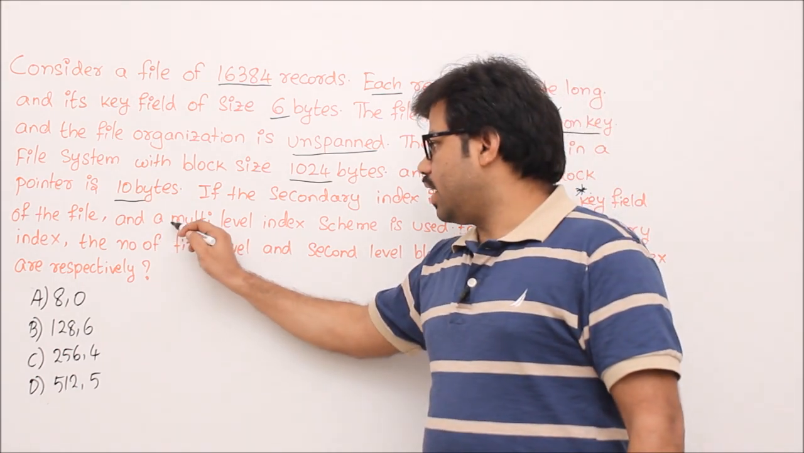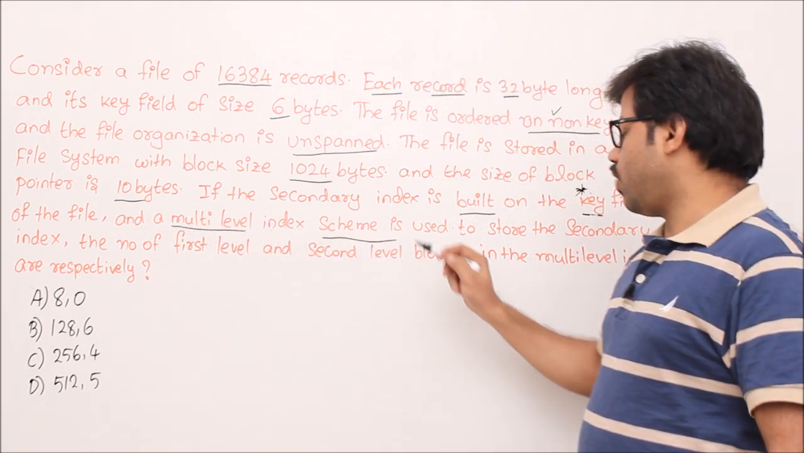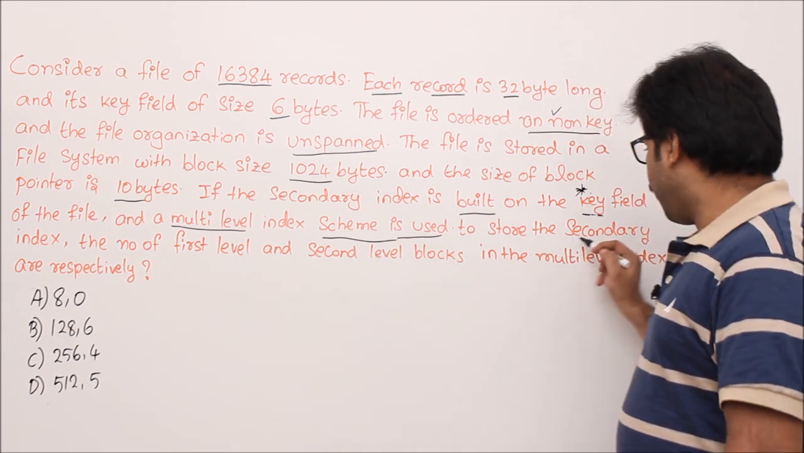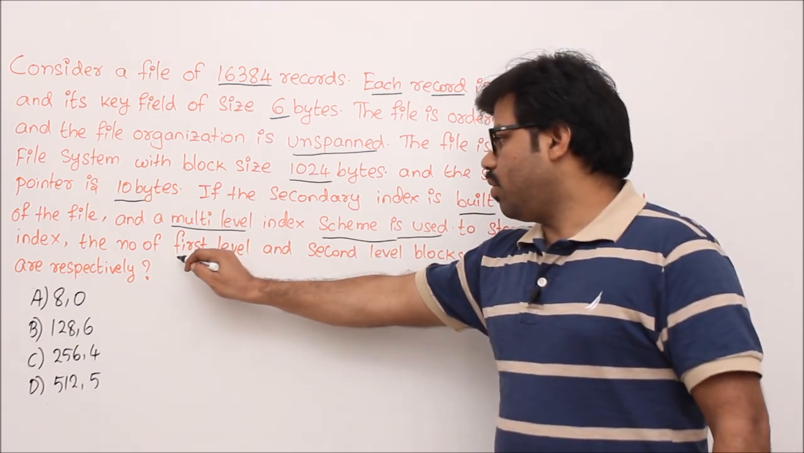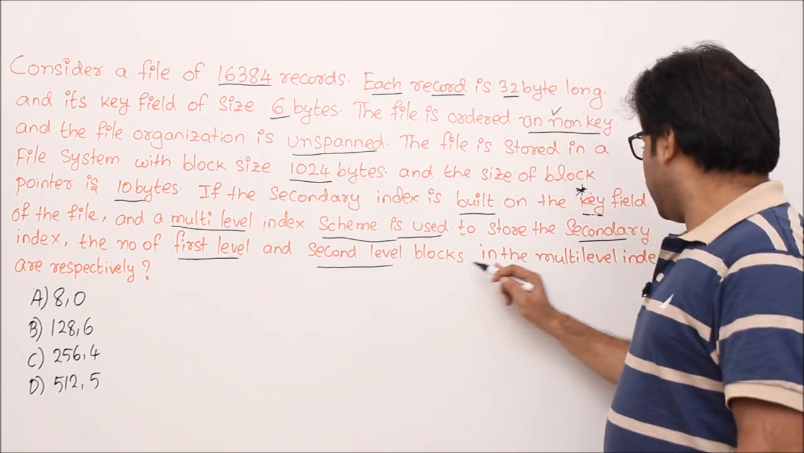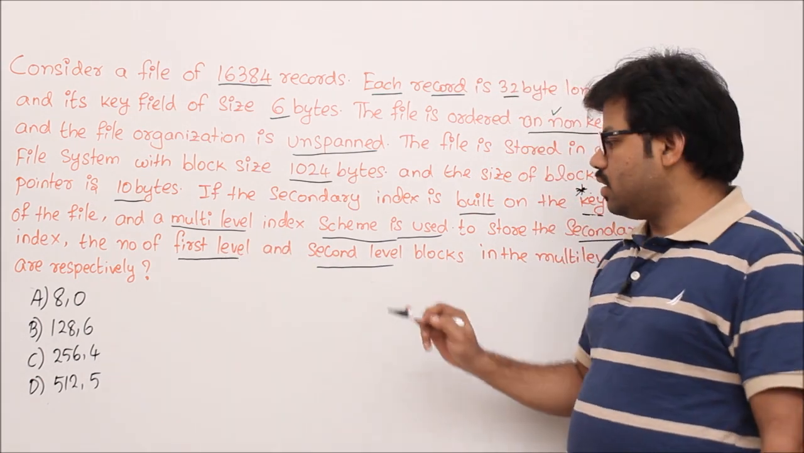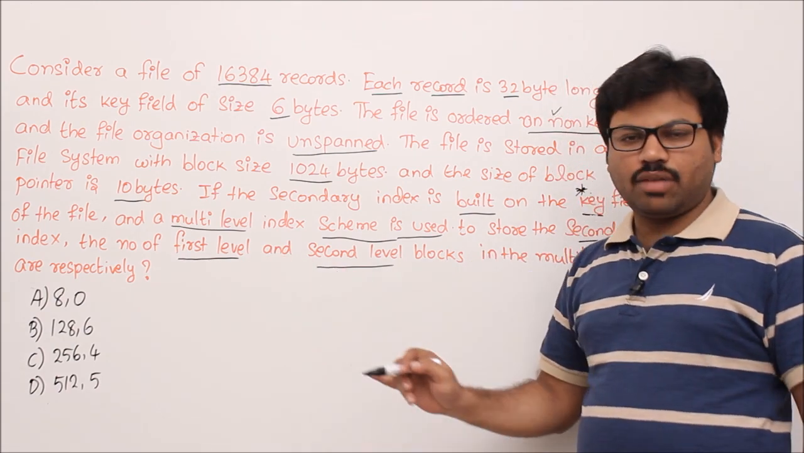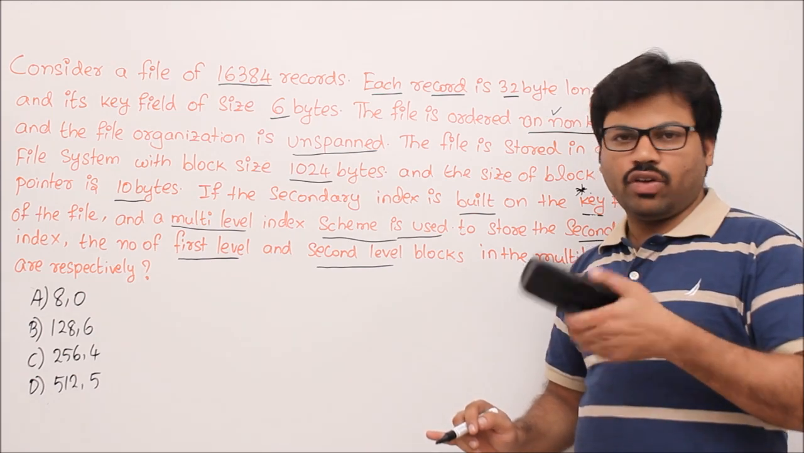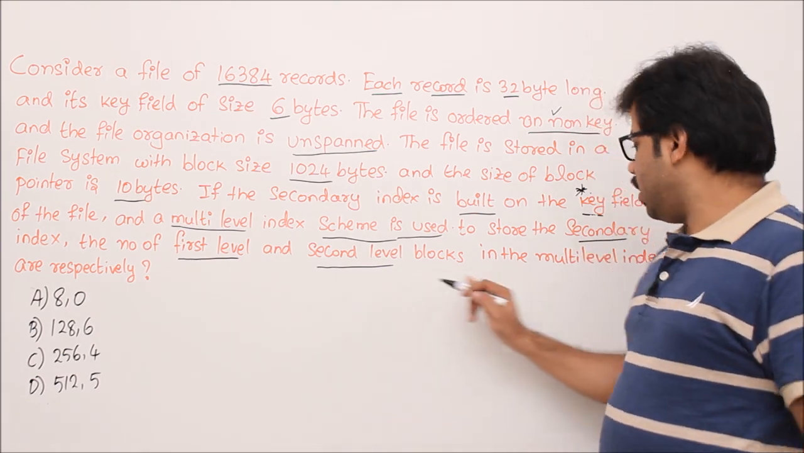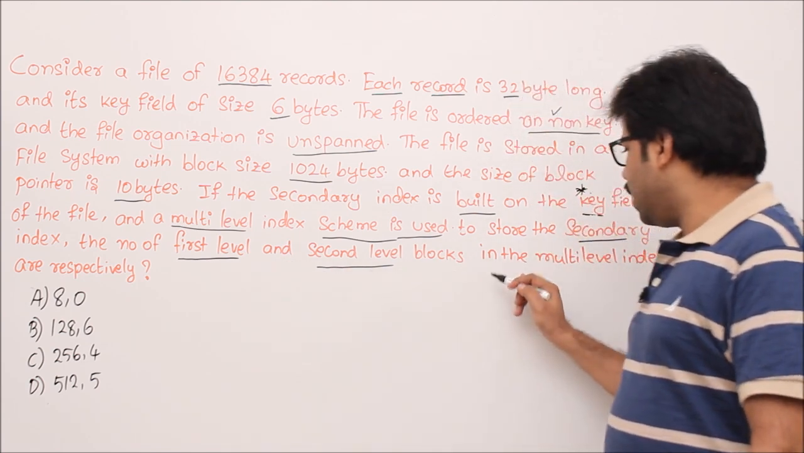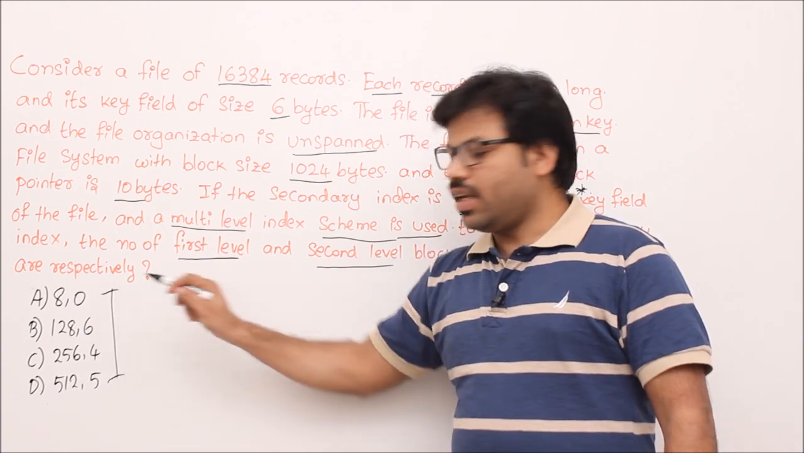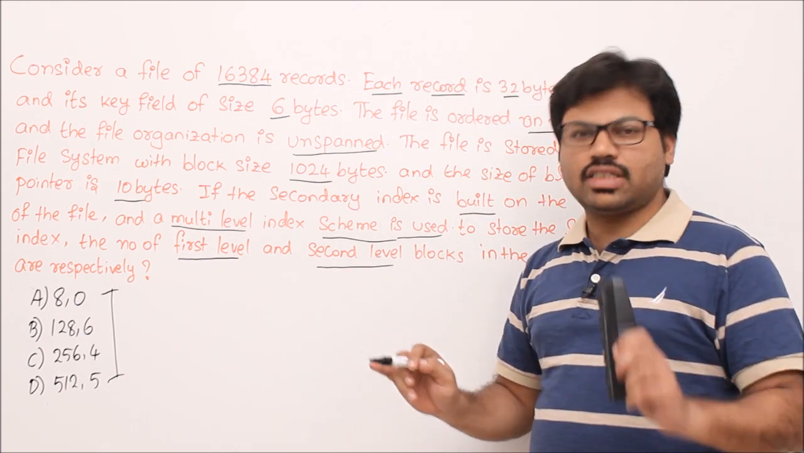So the next statement is, a multi-level index scheme is used. Fine, I know how to apply multi-level index to store the secondary index. And the number of first level and second level blocks in the multi-level index are respectively what? See, finally we have to do the first level indexing and second level indexing. That means first create an index, and on that again we have to create an index 2 times. Then he is asking the number of blocks in the first level and second level. If you see the options, you understand that. So 1 is enough. That means if you create the first level, that is sufficient. Why?